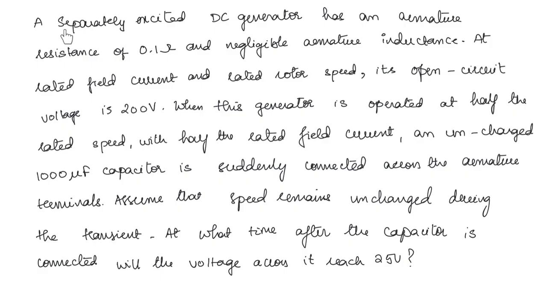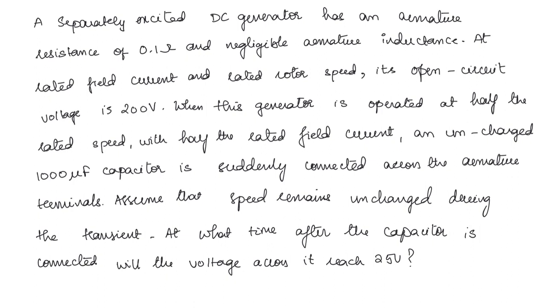Next question we have: a separately excited DC generator has an armature resistance of 0.1 ohm and negligible armature inductance. At rated field current and rated rotor speed, its open circuit voltage is 200 volt. When this generator is operated at half the rated speed with half the rated field current, an uncharged 1000 microfarad capacitor is suddenly connected across the armature terminals. Assuming that the speed remains unchanged during the transient, at what time after the capacitor is connected will the voltage across it reach 25 volt?